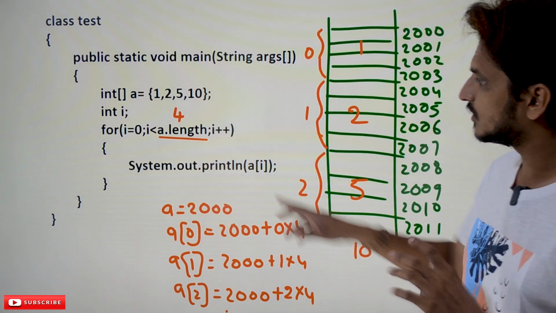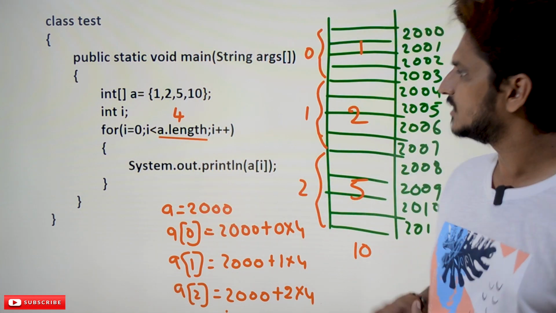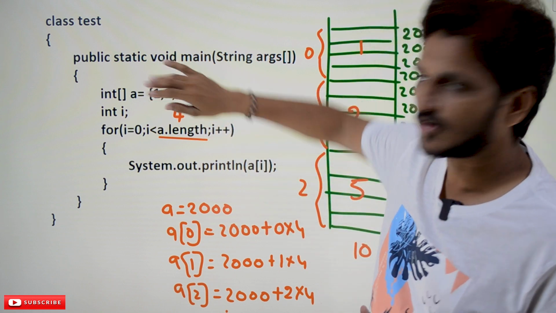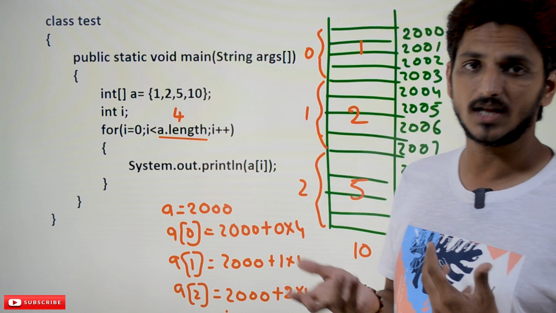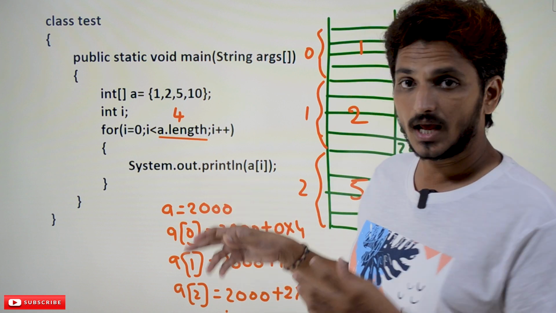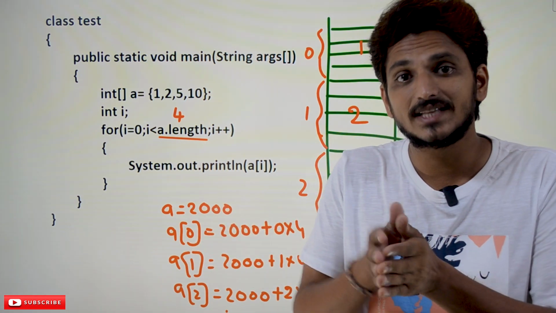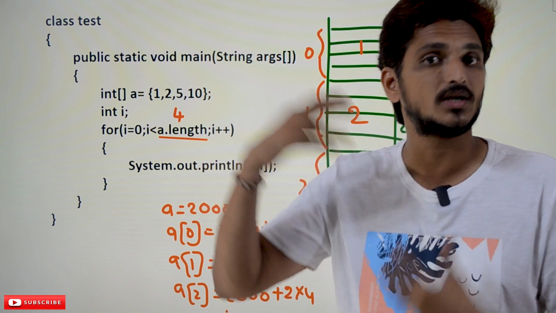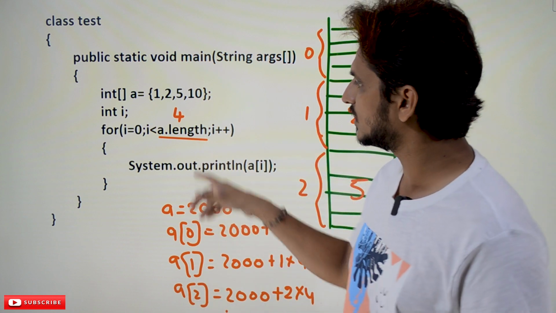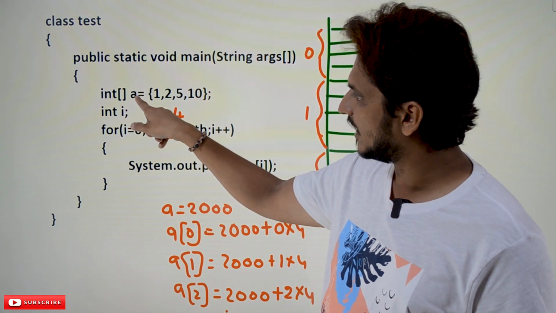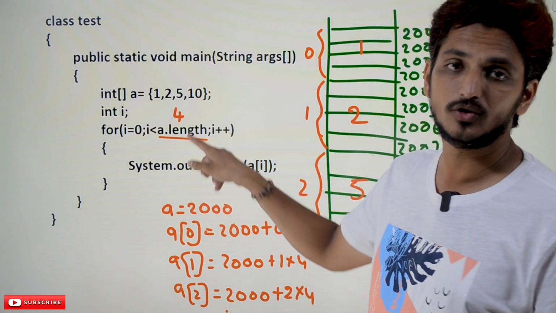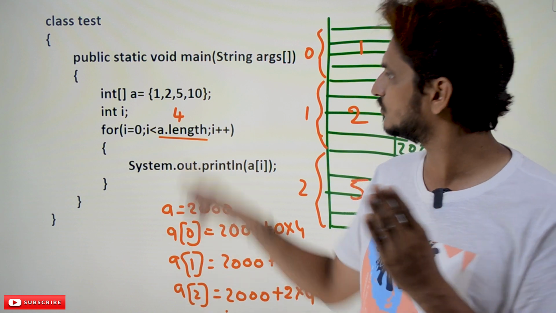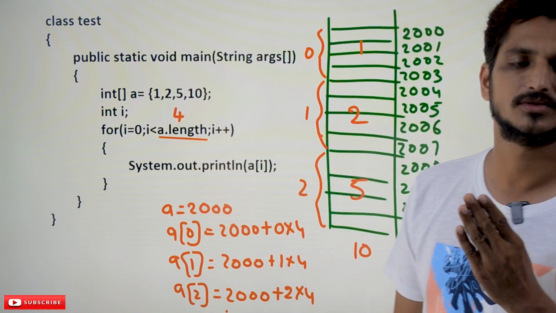Now coming to the length attribute. Here we know the length of the array. Suppose you don't know the length of the array, then each array object has a length attribute. You can use that length attribute. How are we going to use it? We defined an array a. a.length is going to give you the value 4, because we have 4 elements.